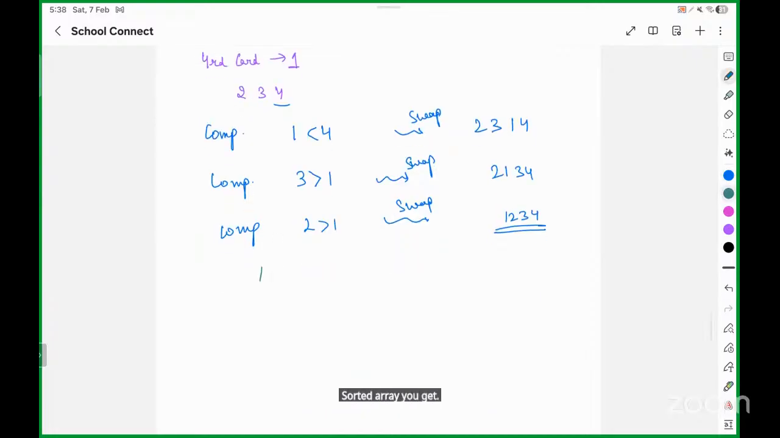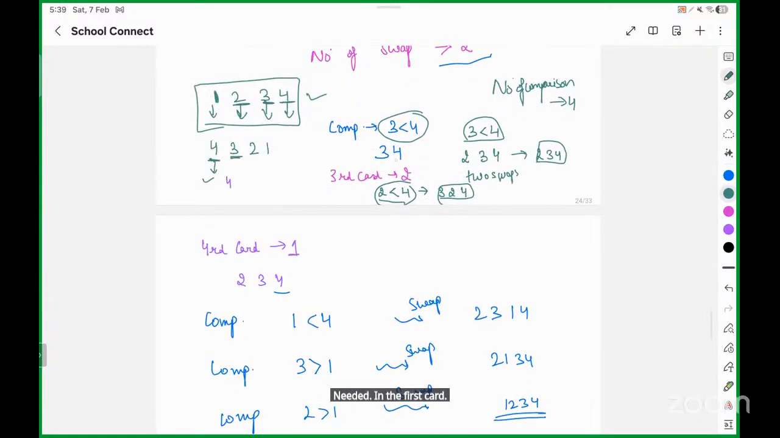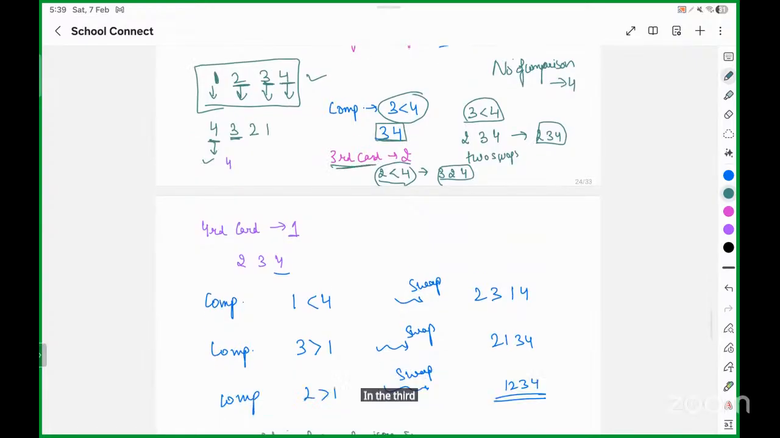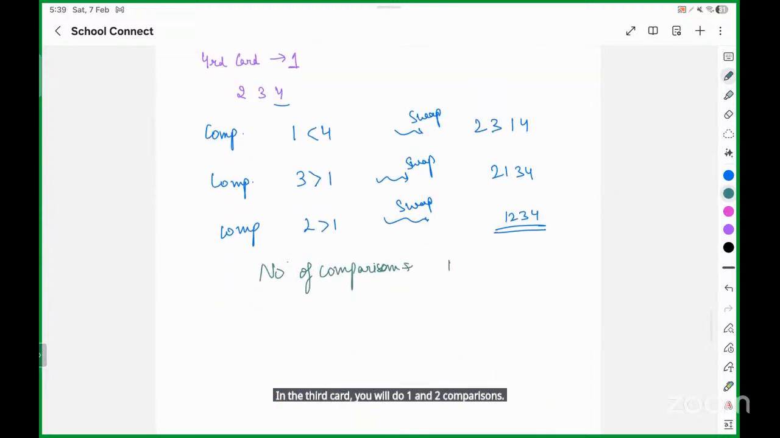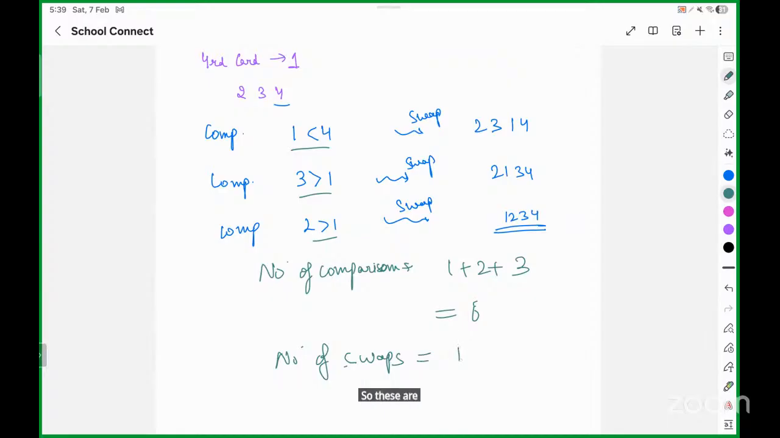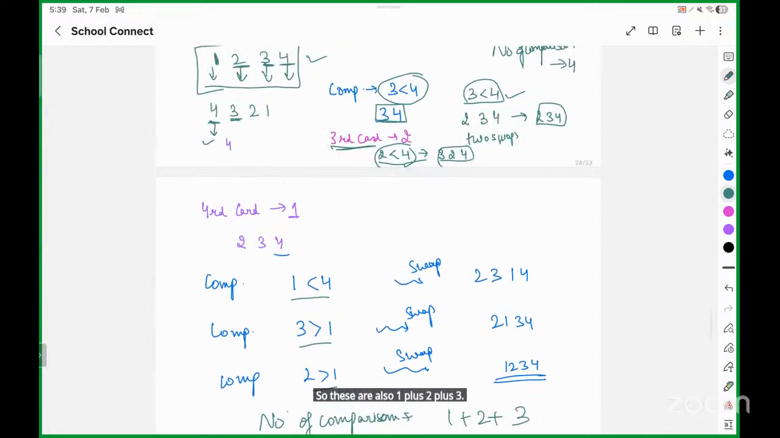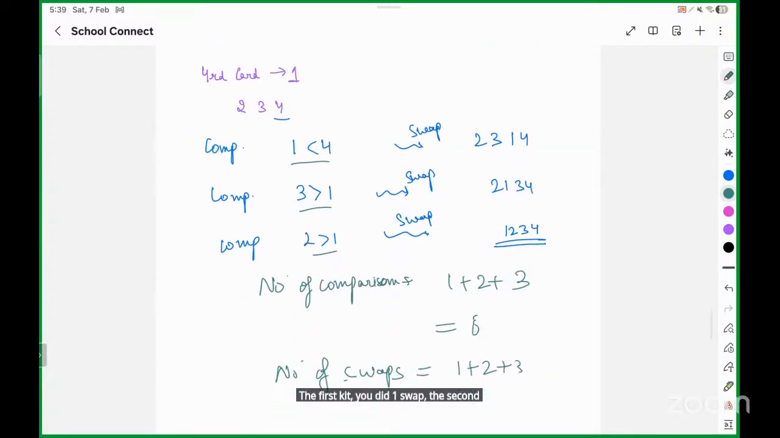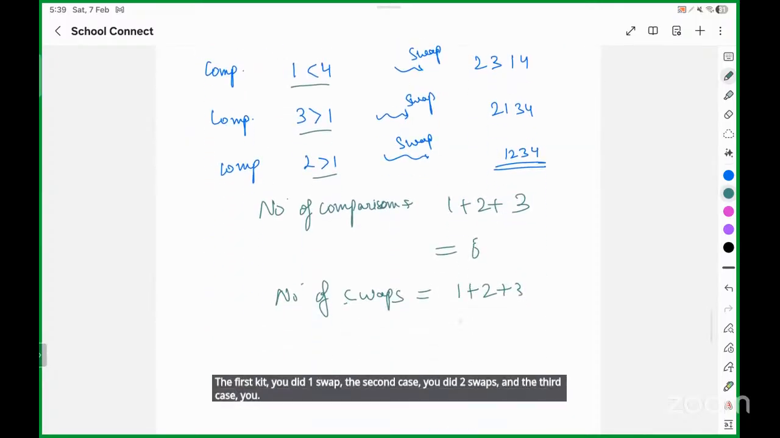So in this case, the number of comparisons you did: for the second card, 1 comparison; for the third card, 2 comparisons; and for the fourth card, 3 comparisons. That is 1 plus 2 plus 3, which is 6. And if you look at the number of swaps, these are also 1 plus 2 plus 3. In the first case you did 1 swap, in the second case 2 swaps, and in the third case 3 swaps. So it is again 6.